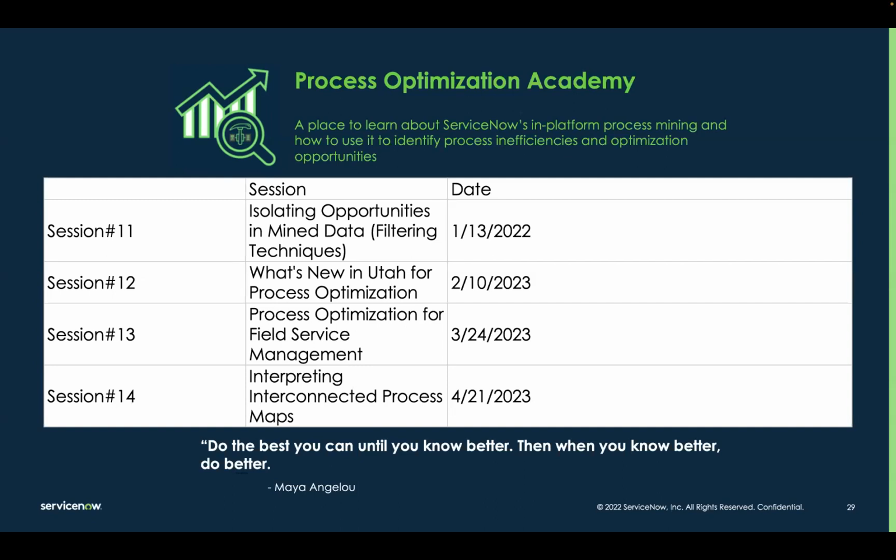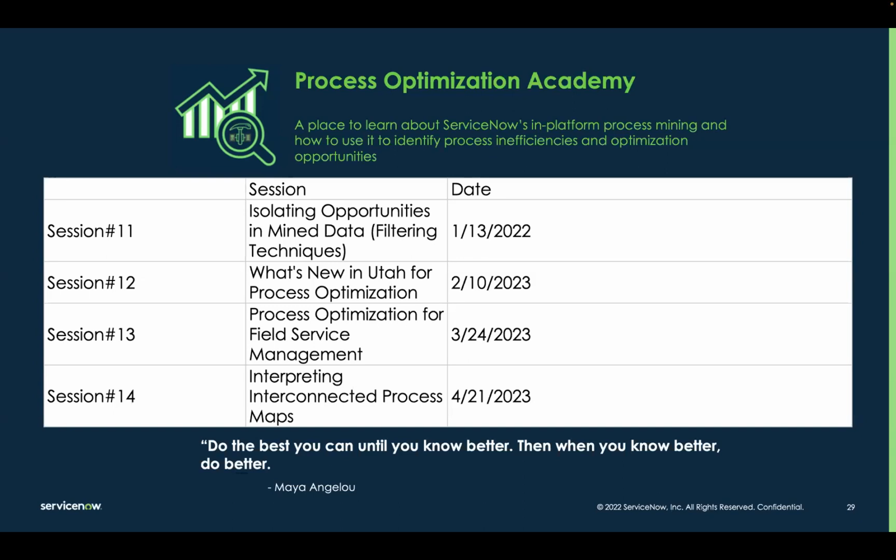But we'll be focusing on what's new in the Utah release for process optimization. There's a bunch of new enhancements, things like improvements to the multi-dimensional modeling. We've enhanced the filtering capability that you saw here today to do some more advanced stuff within the map. So we'll talk about those in the next session. And one of the other things we're adding in Utah is expanding our coverage. As most of you might be aware, we currently support ITSM, employee workflows, customer service management, as well as App Engine, but we're always expanding our coverage.